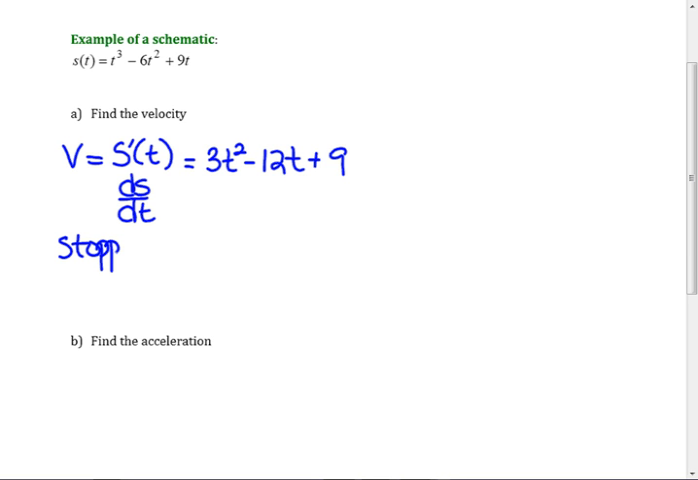No, and I'm as guilty of this as well. We have to not use the word it. How do you know the particle has stopped moving? Velocity is 0. So we could find that.